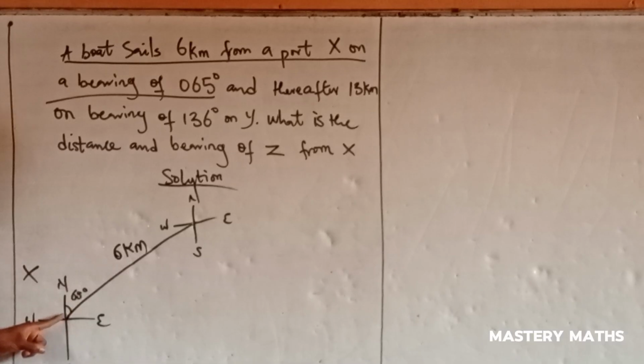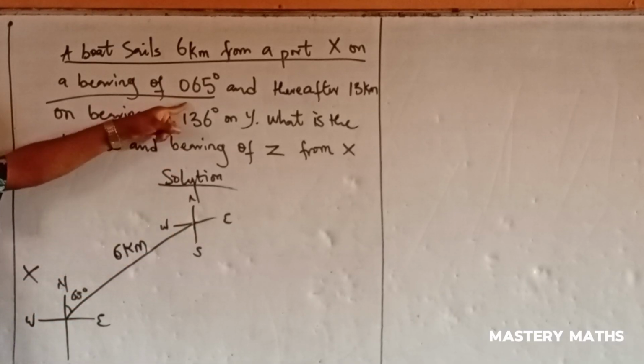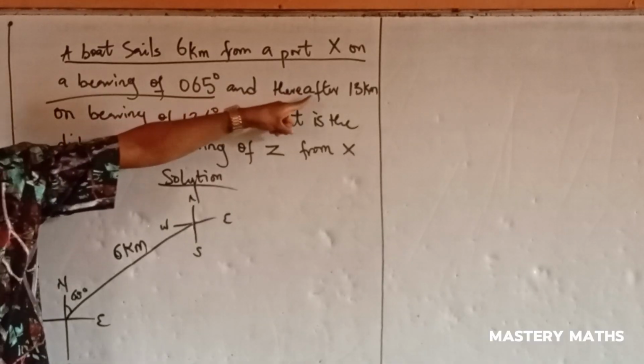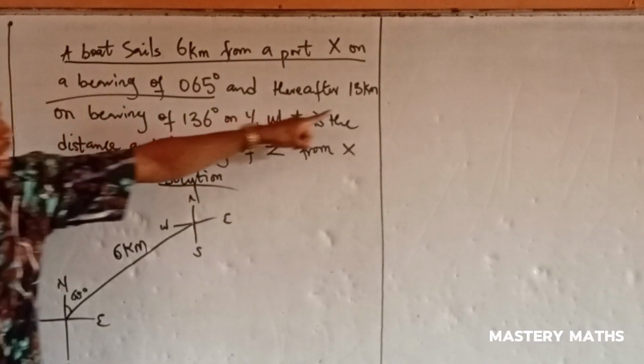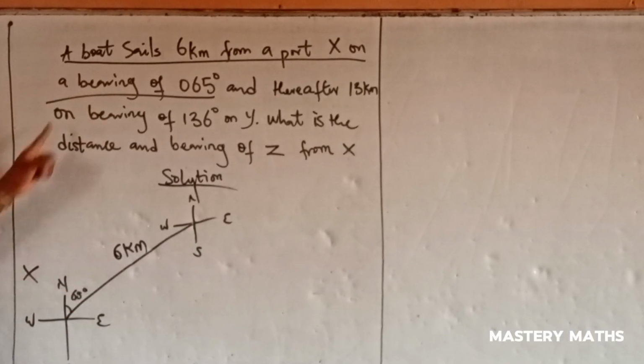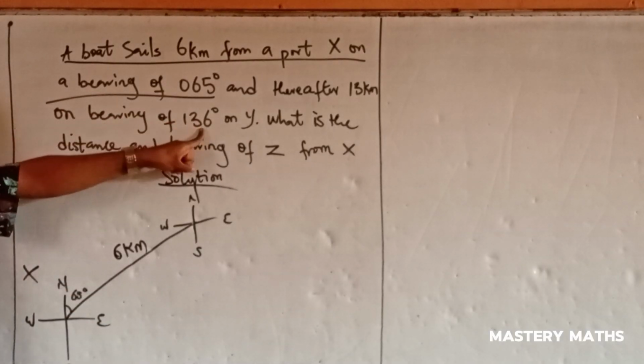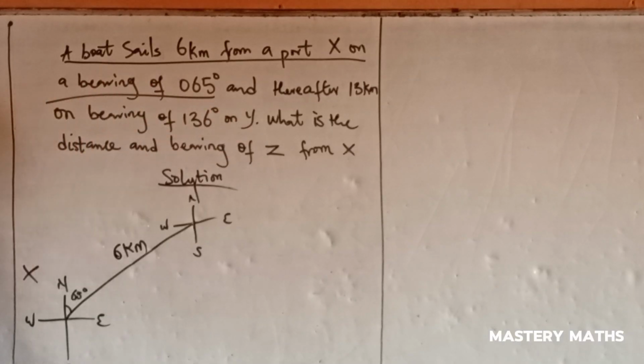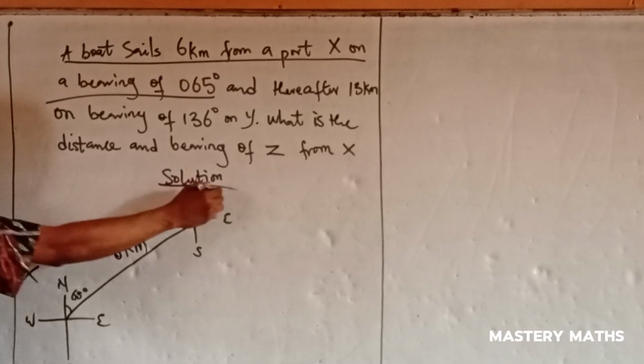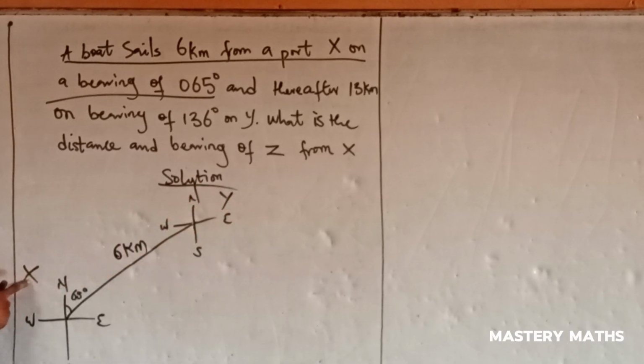6 kilometers on a bearing of 65 degrees. We are done with this. We said, and thereafter, 13 kilometers on a bearing of 136 degrees on Y. So this is X now. Where the boat got to is called X. This is your port X.